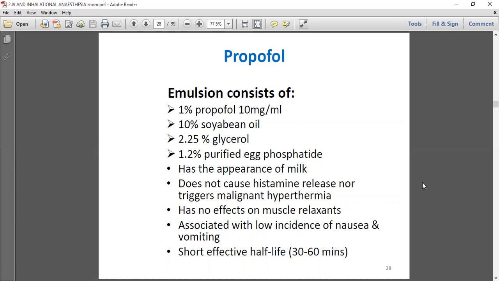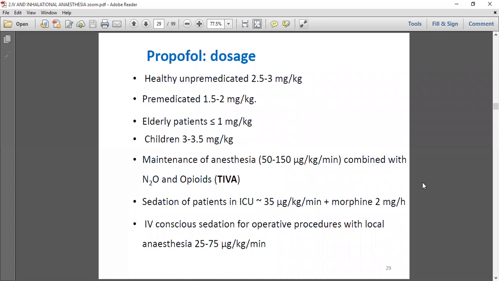So, it has no effects on muscle relaxants and it's associated with a low incidence of nausea and vomiting. And it has a short effective half-life of 30 to 60 minutes. Propofol.